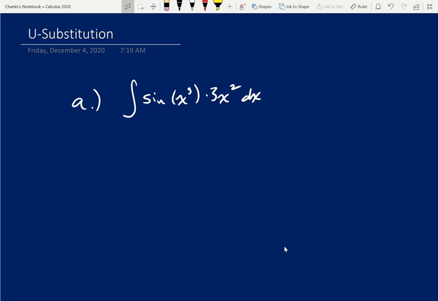I wanted to show you a little bit about a technique, a tool for your tool basket called U-Substitution. U-Substitution is a tool that helps you evaluate integrals. And so I'm going to show you how they work. The first example is sine of x cubed times 3x squared.